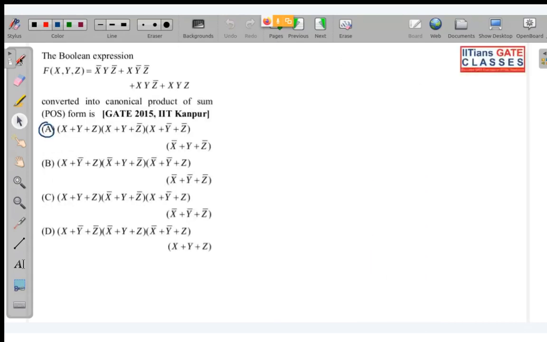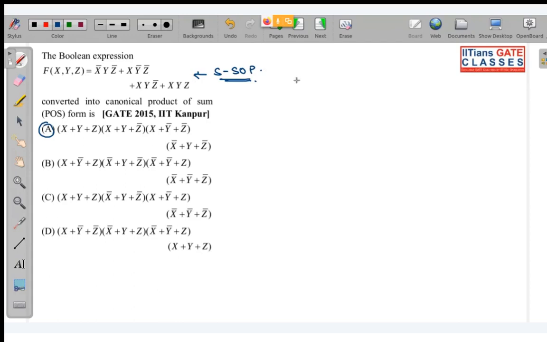Now, what does it say? The Boolean expression is given. This is in standard SOP, and it is to be converted into canonical product of sum, POS form. Okay, POS form. So now look very carefully. If you want to convert this, there are two ways.